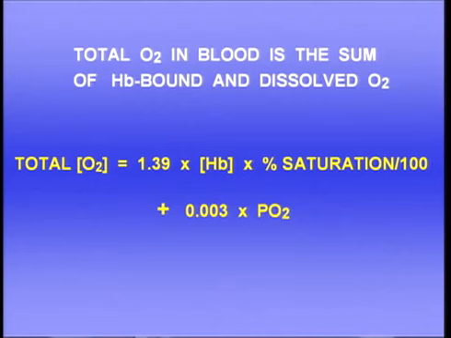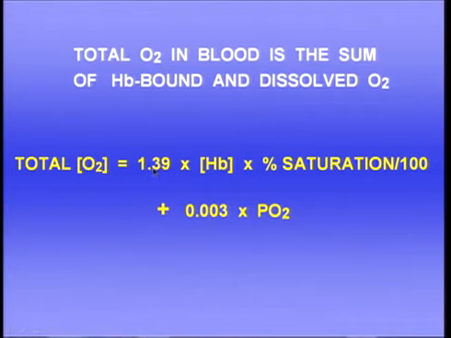Now, it's very important to understand how we calculate the total oxygen in blood, because we need to do that from time to time. And here we have an equation, not a difficult equation, showing us how to calculate the total oxygen concentration of blood. That's going to be the oxygen attached to hemoglobin, which is the line here, and the oxygen dissolved. Now, how much oxygen can be combined with hemoglobin? Well, it turns out that 1 gram of hemoglobin can combine with 1.39 mils of oxygen.